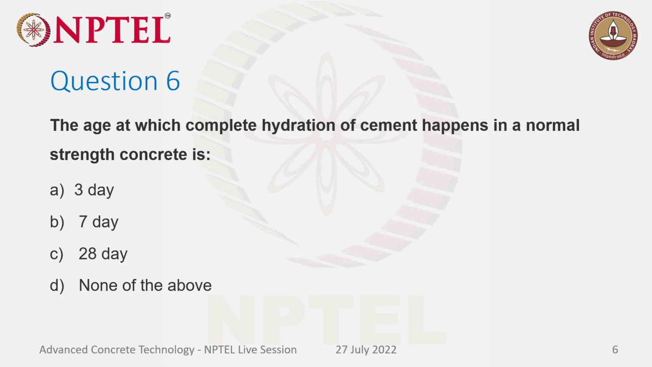And moving to question 6, the age at which complete hydration of cement happens in a normal strength concrete is. So they're asking about complete hydration. If you take 1 gram of cement, when will that 1 gram of cement completely hydrate? That is the question here. There are 4 options: 3 days, 7 days, 28 days, none of them.